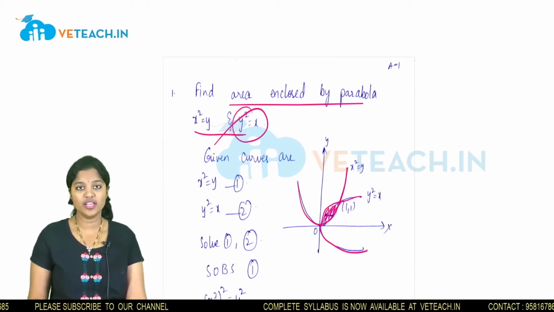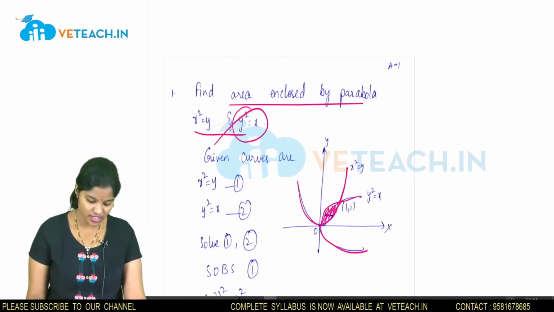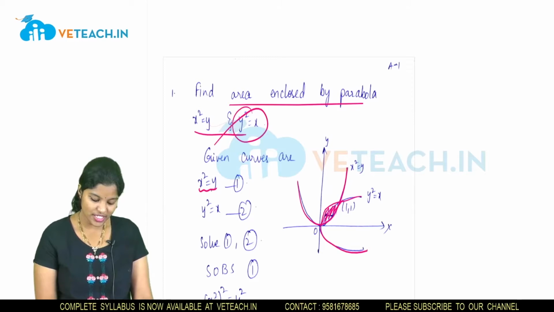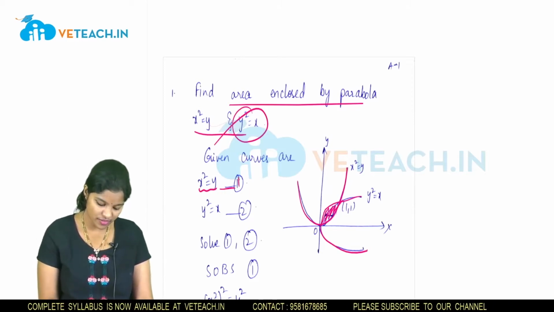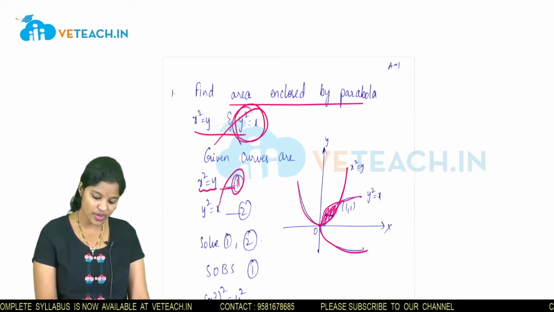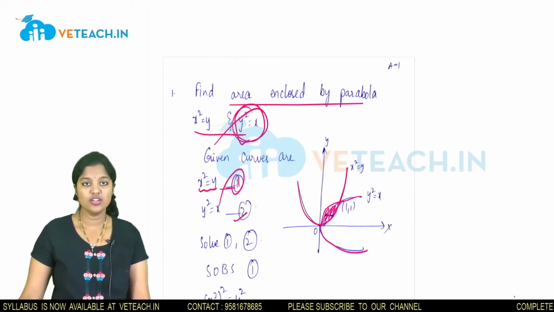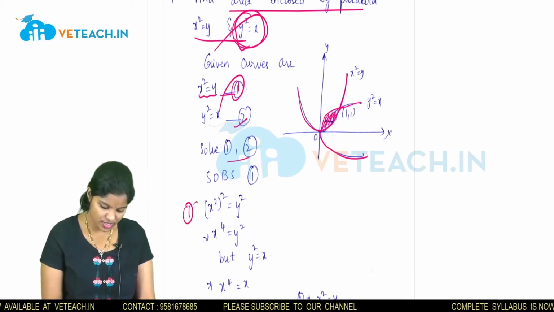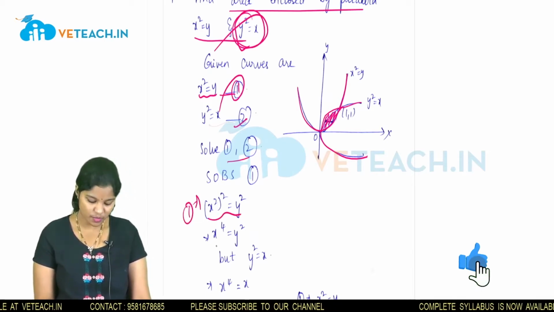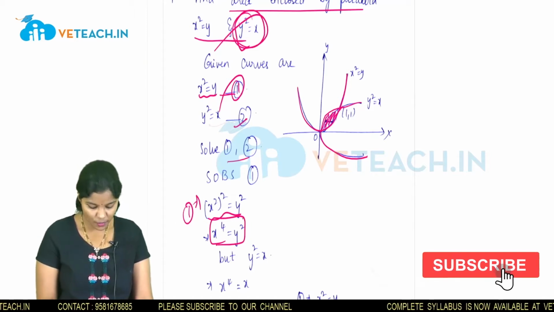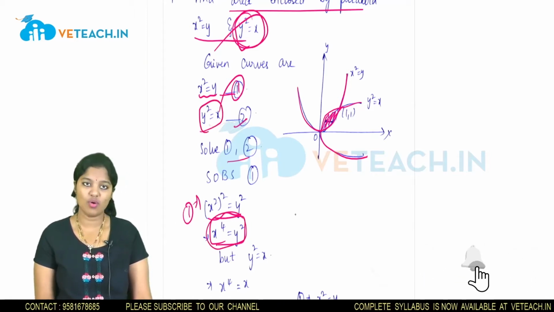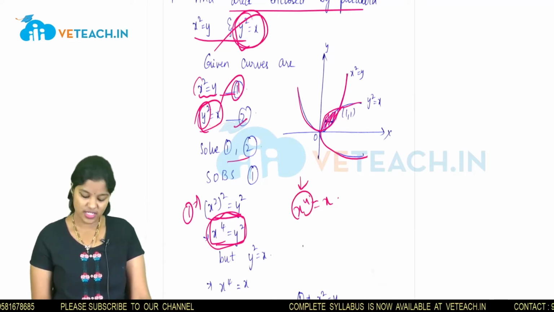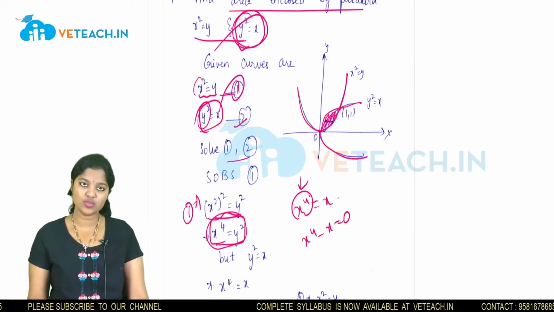In order to find the area, first we should find the limits for the integration. Here they gave x square equals y, that is our first equation, and another curve is y square equals x, that is our second equation. Upon solving those two equations, what will we get? Take the first equation and square on both sides. We will get x power 4 equals y square. Now put this y square value in the second equation. We will get x power 4 equals x, because this is the value of y square. That means x power 4 minus x equals 0.